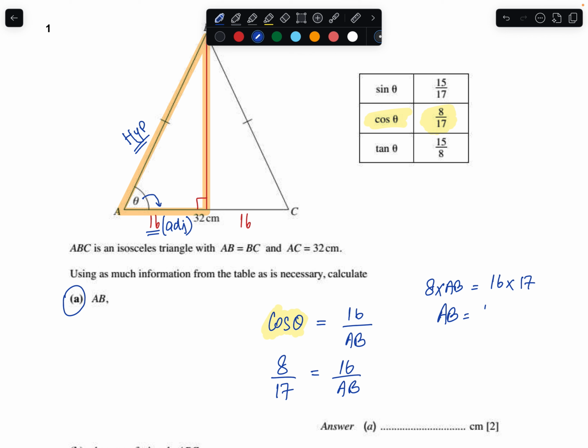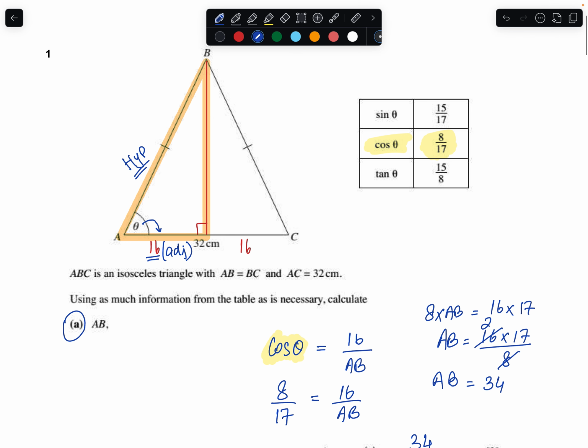In the next step, take the 8 underneath the entire thing so that you can cancel this 8 with the 16 very simply, 2 times, and now you can do 2 times 17, which is 34. So 34 is the length of AB. Here, without using any calculator, we were able to find the length of AB because the question told us the value of cos theta as 8 over 17.